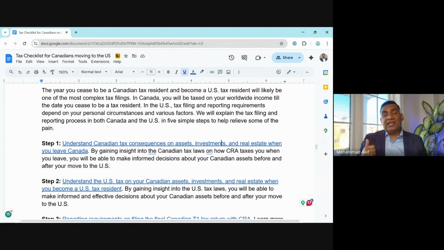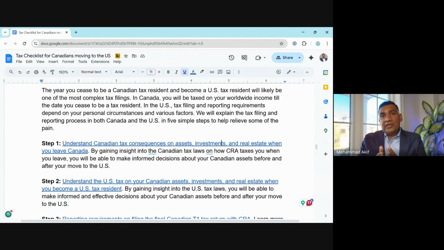Step number 1 is to understand Canadian tax consequences on assets, investment, real estate, when you leave Canada. This is very important because this is how it starts. This is how it starts on the Canadian side, and this is how it starts on the US side. So make sure that you understand how the CRA will be taxing you on certain assets. That's step number 1.